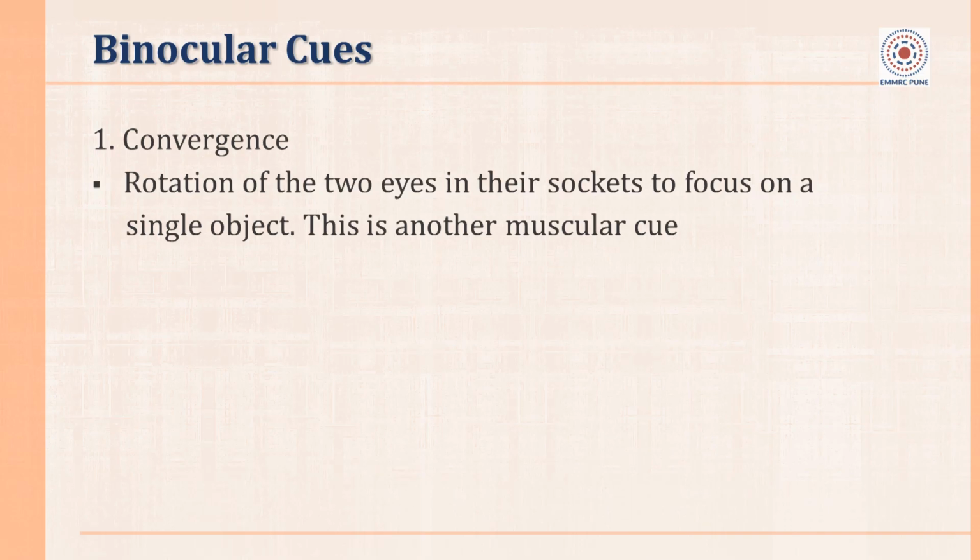Hold your finger in front of your nose and then move it away and back again. You will notice the feeling in the muscles of your eyes. This is called convergence. It refers to the rotation of the two eyes in their sockets to focus on a single object. This is another muscular cue.